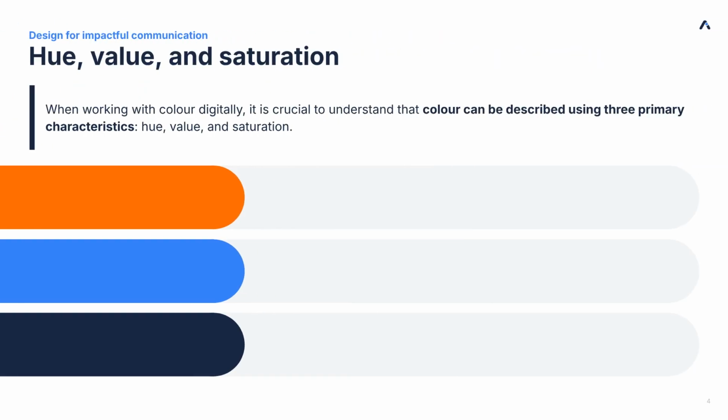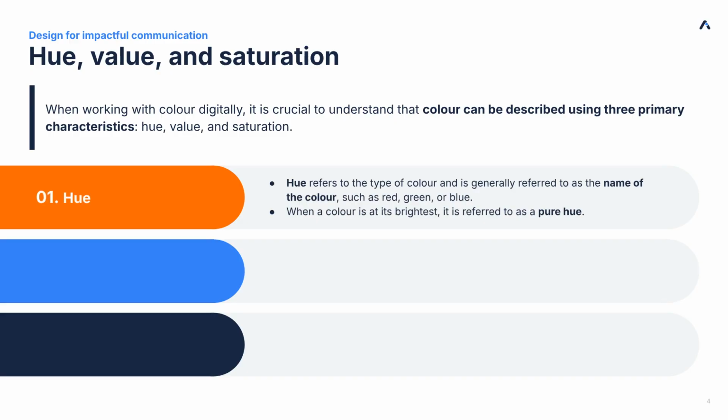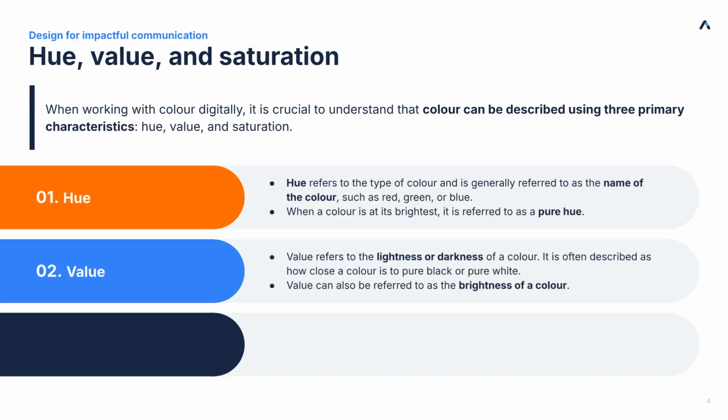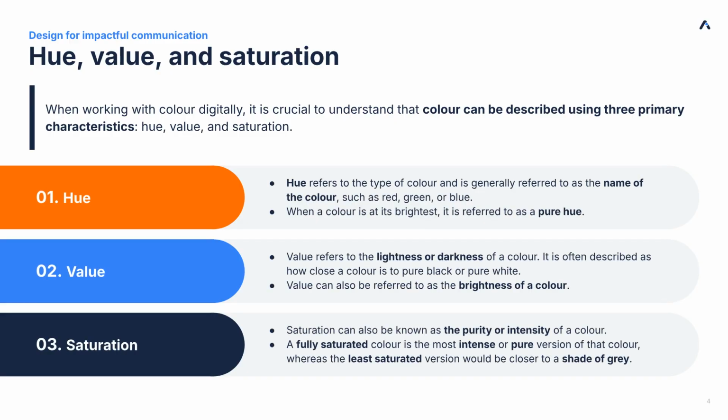When working with color digitally, three characteristics are key: hue, value, and saturation. Hue is the name of the color. Value refers to its lightness or darkness. Saturation is the purity or intensity of the color.